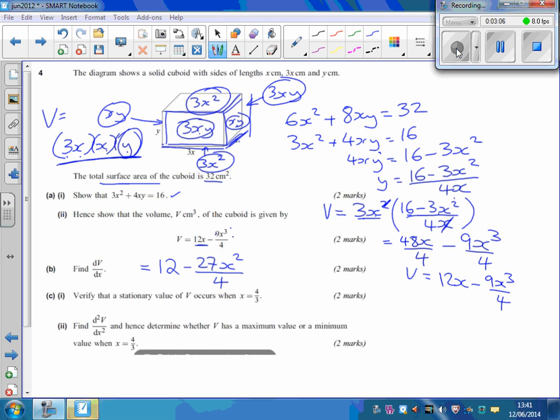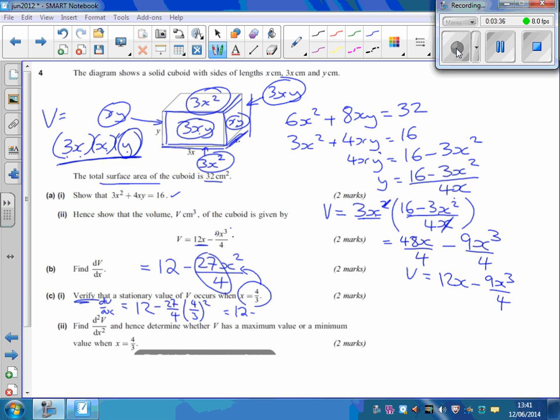Verify, there's that word again. We've had it in the last few ones. It means we're going to need to leave a final statement. But we're going to put 4/3 into this thing here. So this is dV by dx equals 12, take away 27 over 4, times 4 over 3 all squared. Notice I've just rewritten that in a different way. Here's the fraction, 27 over 4, and I'm putting that in there.